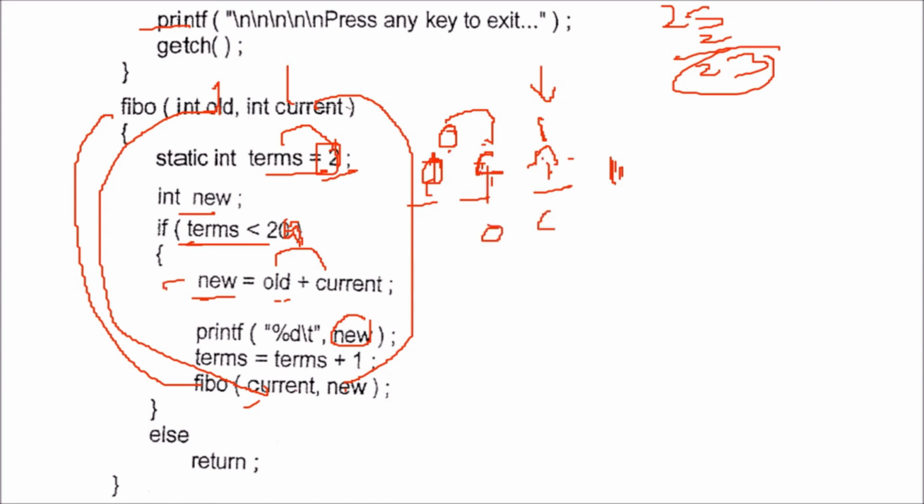Because this current and new is passed, and current and new is assigned to this current, old is assigned to the next one, which is the current one, and the current one is assigned to new. So new will be the addition of these two. So new will be old and current. This will be 1 plus 1, 2, and this goes on and on. And as you reach the number of terms, which is the limit, we return. This is how it goes.